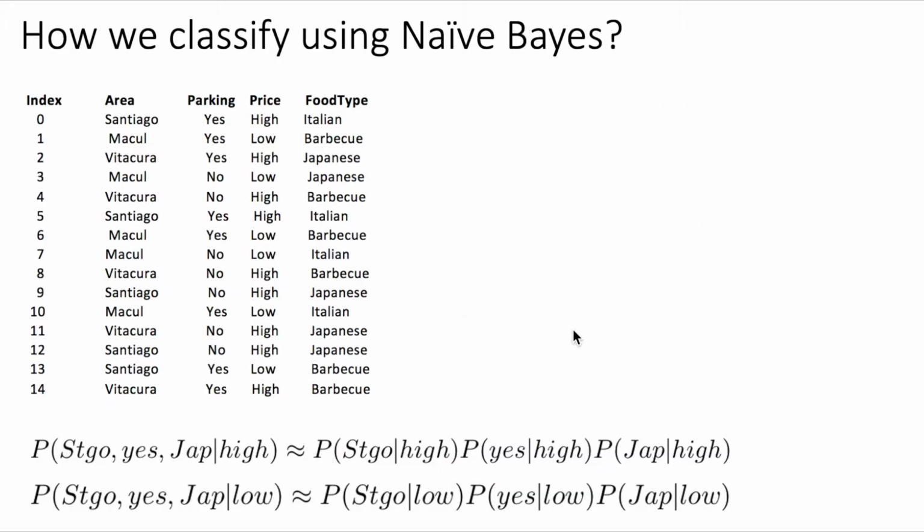So let's apply the naive Bayes assumption. This probability gets approximated by the product of three univariate distributions. So we just need to go and calculate these factors.